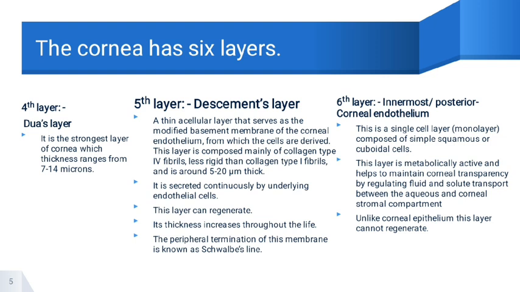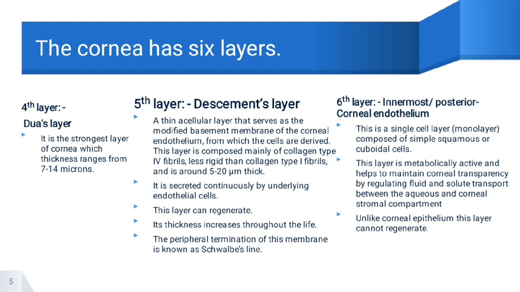The next one, fifth, is Descemet's layer. It is a thin cellular layer that serves as a modified basement membrane of the corneal endothelium, from which the cells are derived. This layer is composed mainly of collagen type 4 fibrils, less rigid than collagen type 1 fibrils, and it is around 5 to 20 micrometers thick. It is secreted continuously by underlying endothelial cells. This layer can regenerate. Its thickness increases throughout life, and the peripheral termination of this membrane is known as Schwalbe's line.